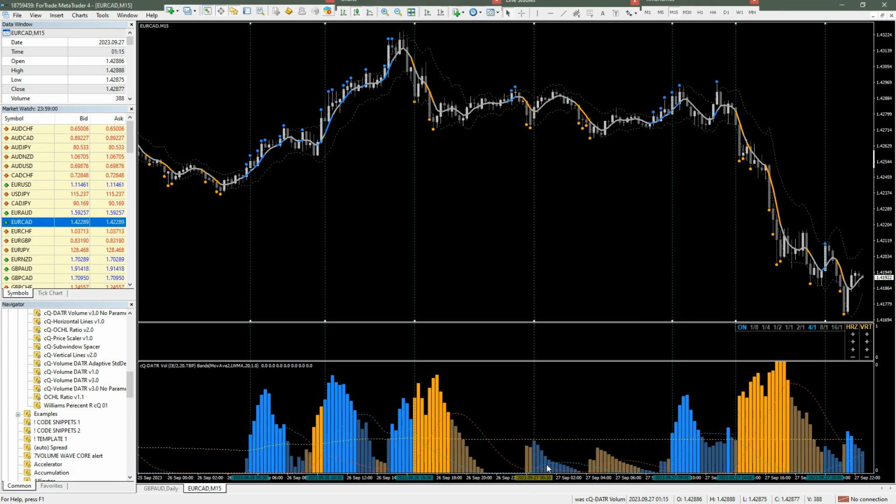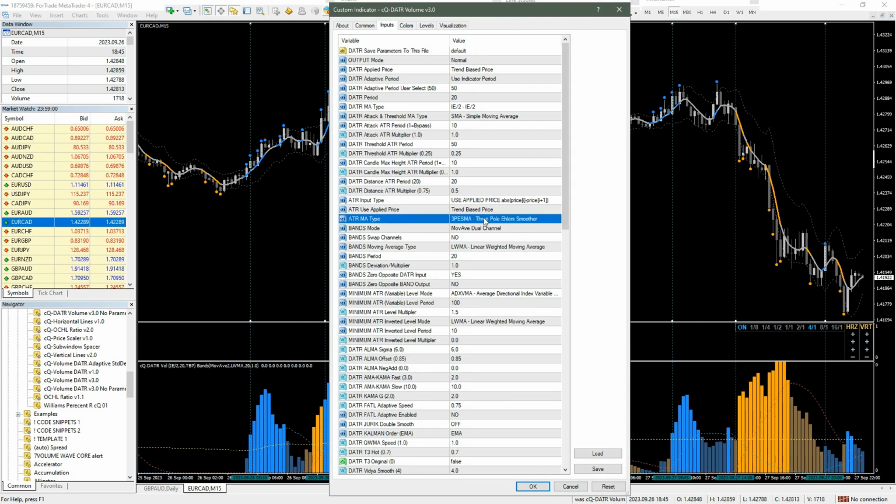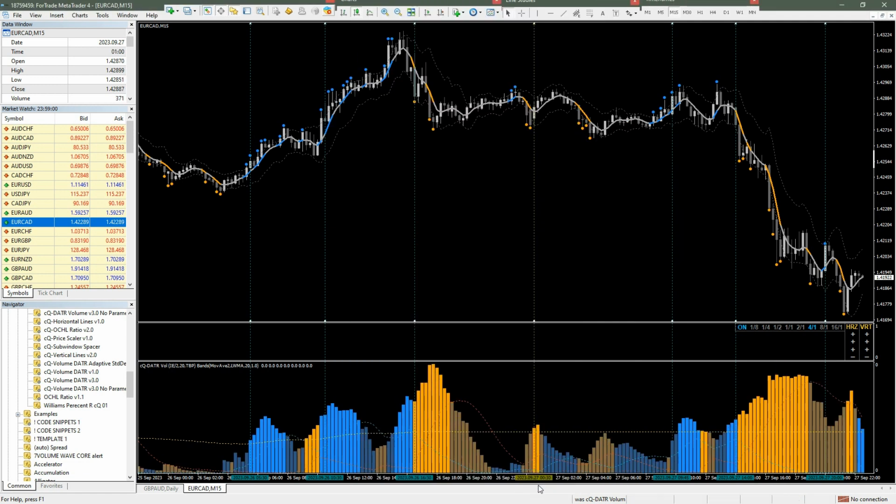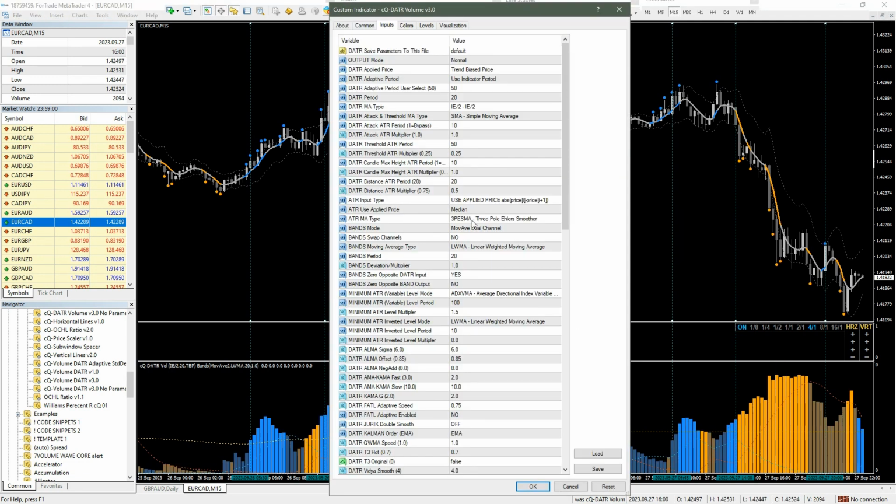I'll just start moving some of these. For example, if you use the median, the other thing that I've noticed with the attack and threshold, it really makes it a lot easier to find a good setting. There's 4 band modes.